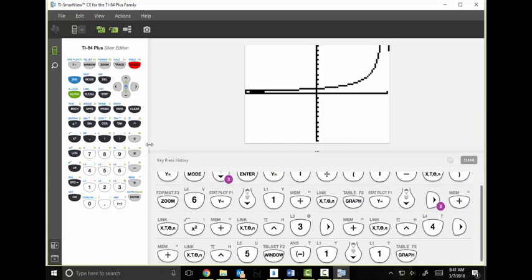Whoa, that's crazy. Look at that. They're getting really, really close to one another. Isn't that insane? Now, let's do it again.